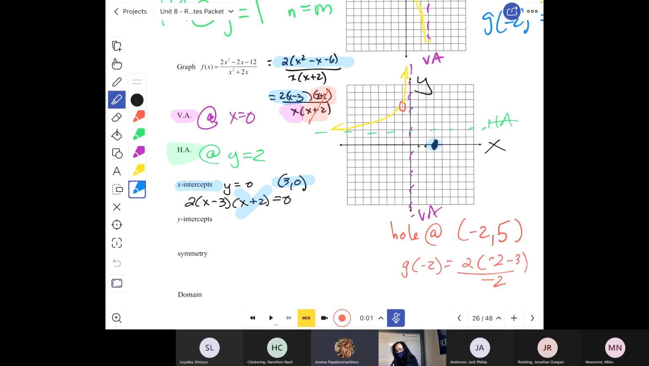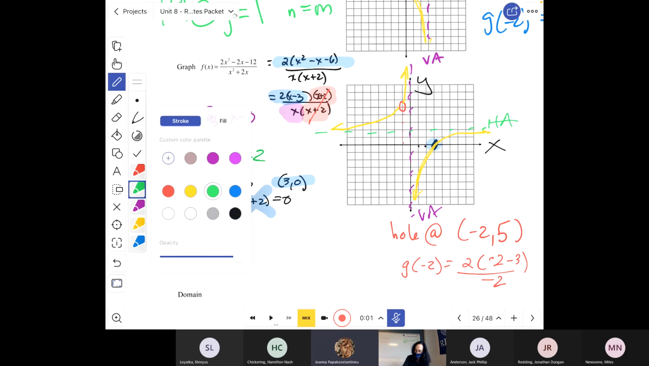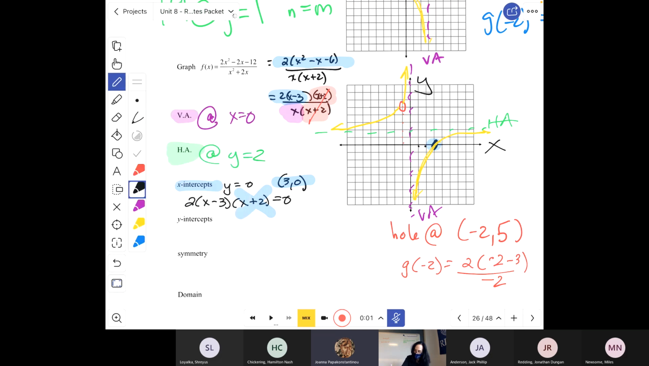Well, I have a discontinuity there at x equal negative 2, right? It's a hole there. So do I know where this piece of the graph goes? Absolutely. And this is sufficient for sketching a graph. Are there any y-intercepts? No, because I have an asymptote on the y-axis.